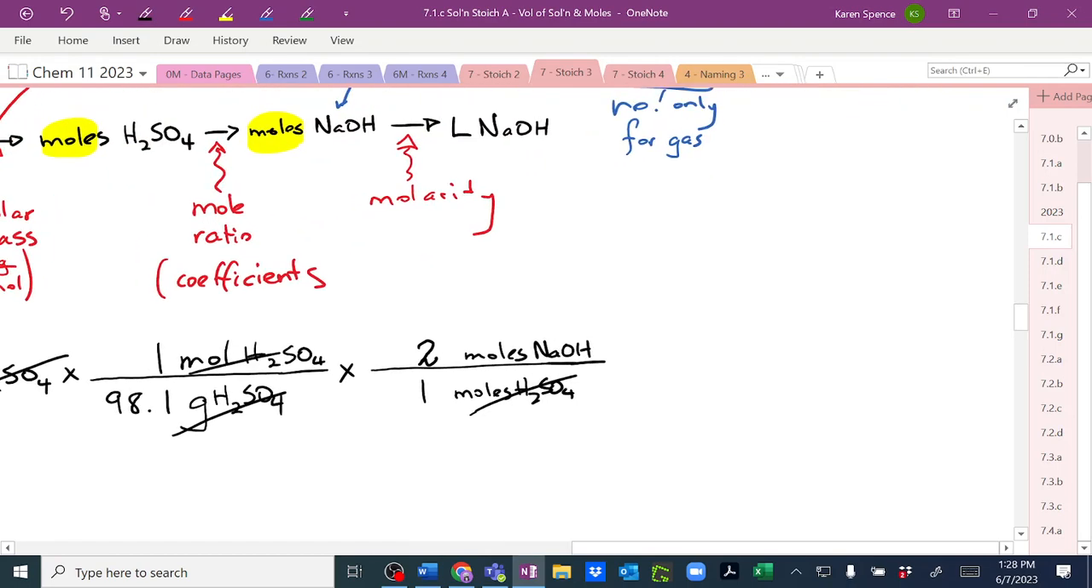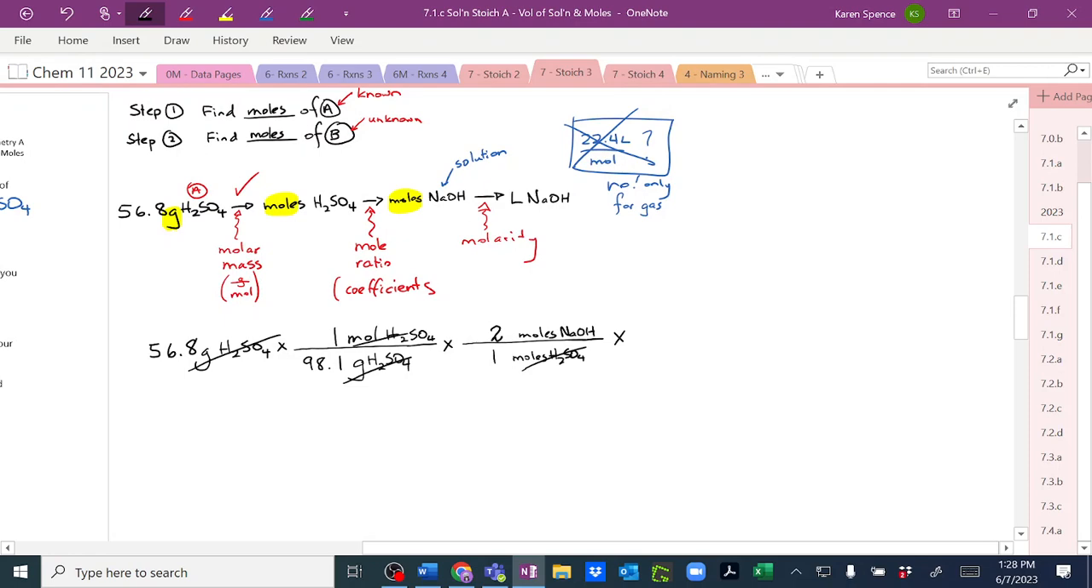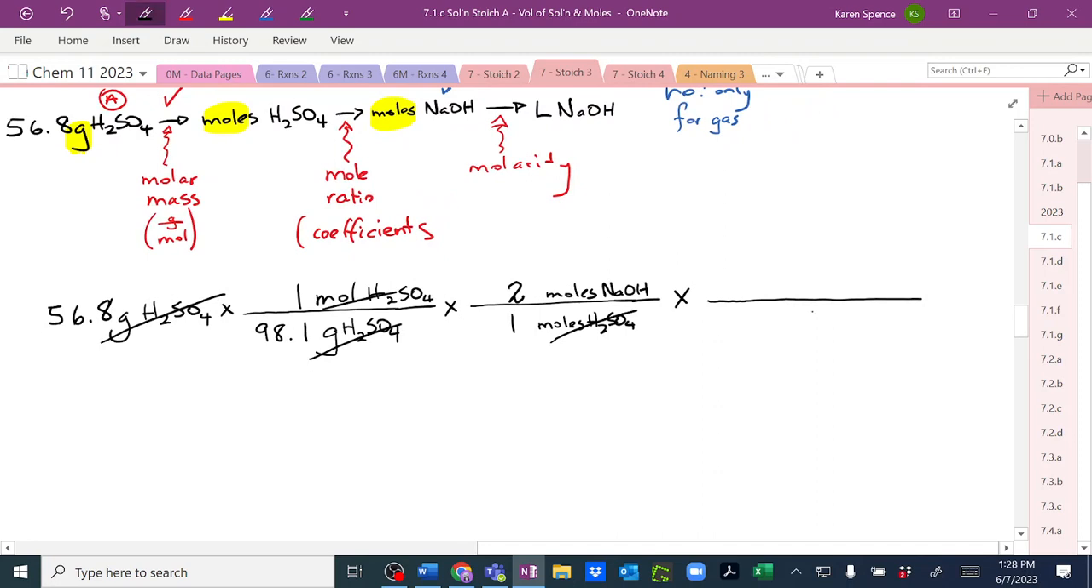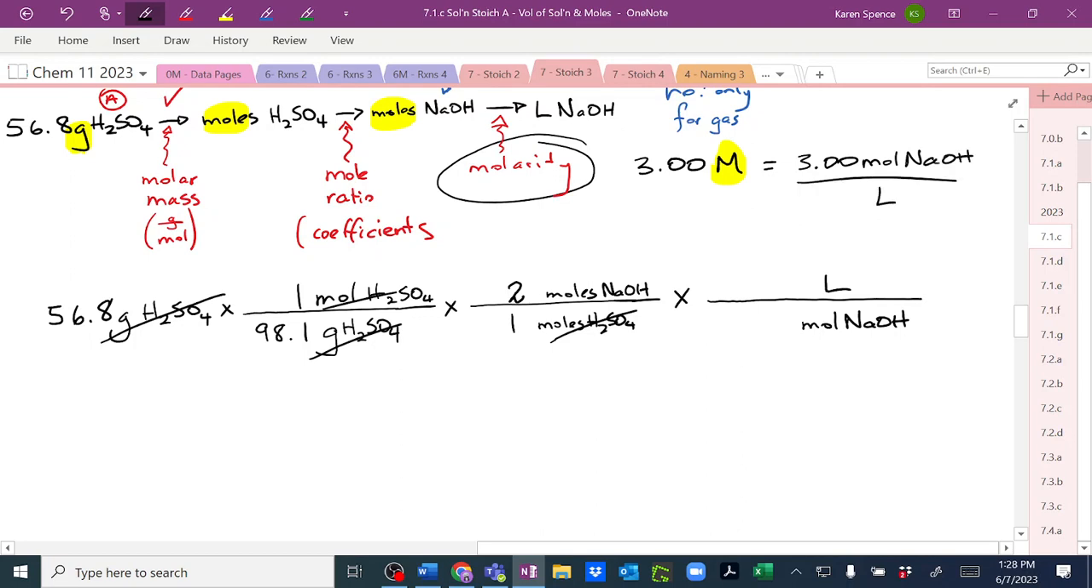And finally, for our last step, we need to cancel the moles of NaOH, and we need to find the liters. And we're going to be using the molarity, and we were given the fact that the molarity is 3.00 molar. Remind me, what does molar mean? Molar means moles per liter. We've already written it down somewhere else, but I'm writing it down again because it's worth repeating. This is 3.00 moles of NaOH per liter.